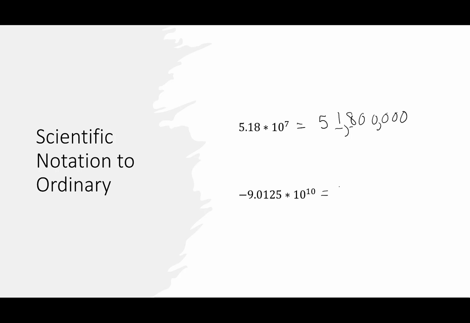Same thing here. The negative in front just tells me the number itself is negative, so I have negative 90125. What I want to make sure is I have 10 digits to the right of 0. So here's 1, 2, 3, 4, 5, 6, 7, 8, 9, 10. So here's 10 altogether. Every 3, I'm going to throw a comma to help you see this number. 90,125,000,000. Really big negative number. Hopefully that's not somebody's debt. Let's do a couple more, this time with the negative exponent.